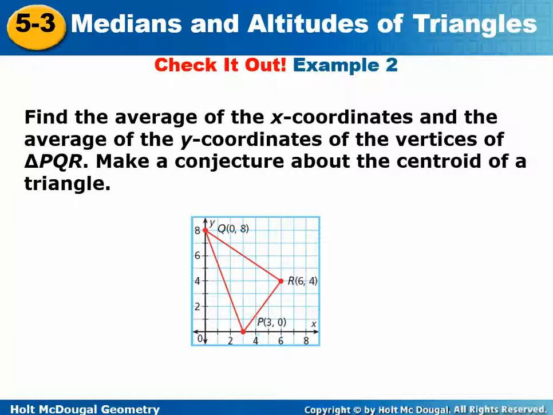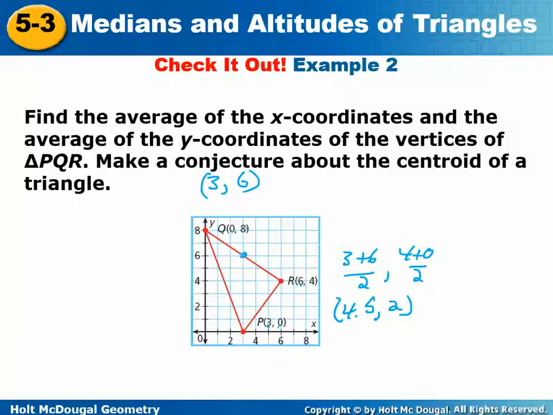Okay, the midpoint of side PR is found by taking the 2 x coordinates, adding them together, and dividing by 2. So 3 plus 6 divided by 2 is 9 divided by 2, which is 4.5. And the y coordinate is 4 plus 0, which is 4, divided by 2 is 2. So here's the midpoint, 4.5, 2, right here. That's one of our midpoints. Okay, another midpoint, I'll do QR. The midpoint would be 0 plus 6 divided by 2 is 3. 8 plus 4 is 12 divided by 2 is 6, so 3, 6.